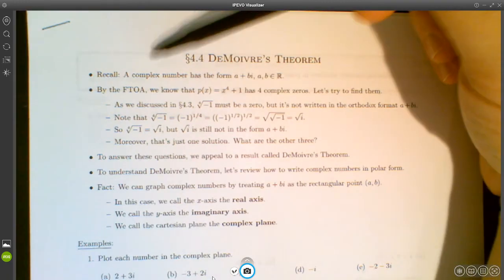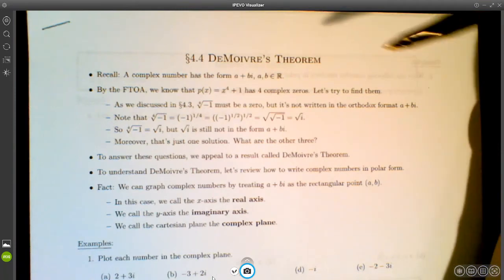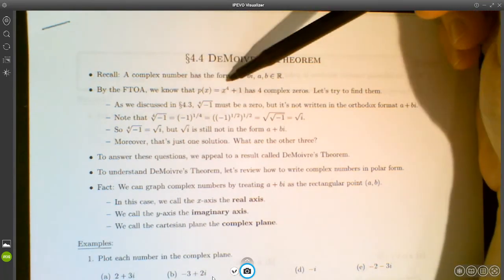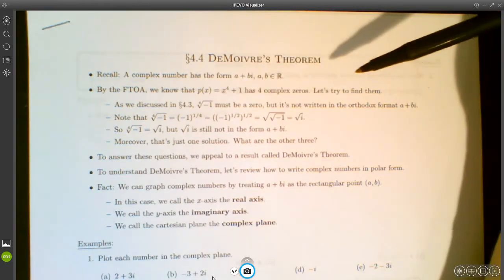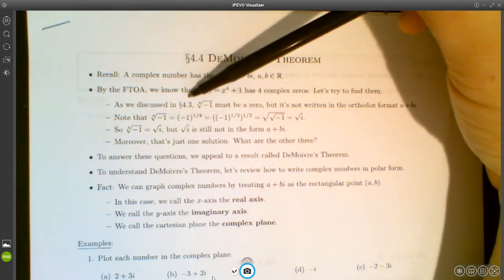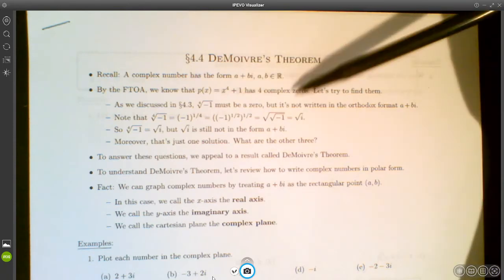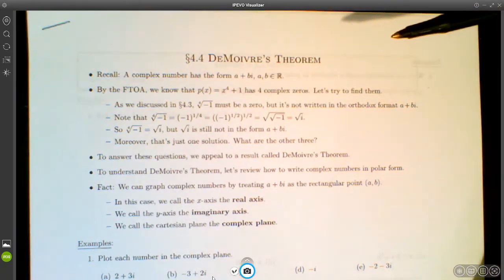So first of all, recall that a complex number has the form a plus bi, where a and b are real numbers. By the fundamental theorem of algebra, we know that p of x equals x to the fourth plus 1 has 4 complex zeros. So let's try to find them, right? Now, as we discussed in the previous section, the fourth root of -1 must be a zero, but it's not written in the orthodox a plus bi format.